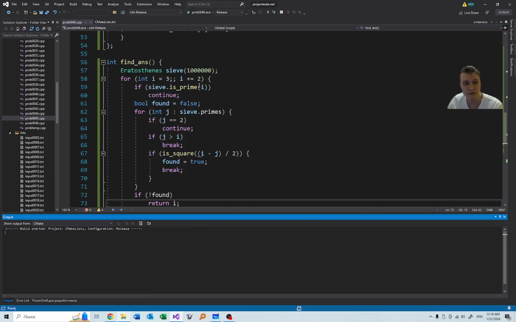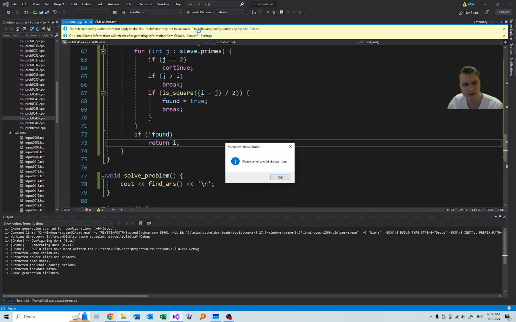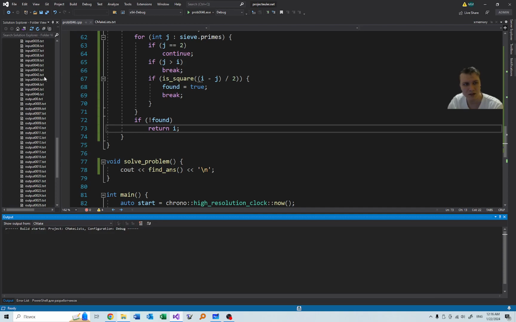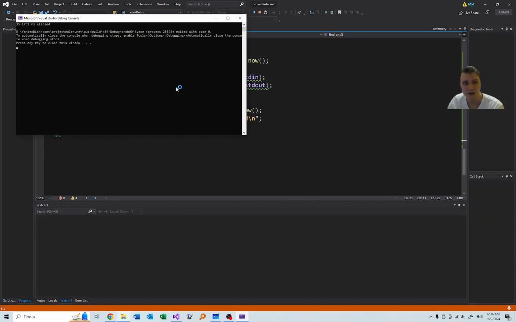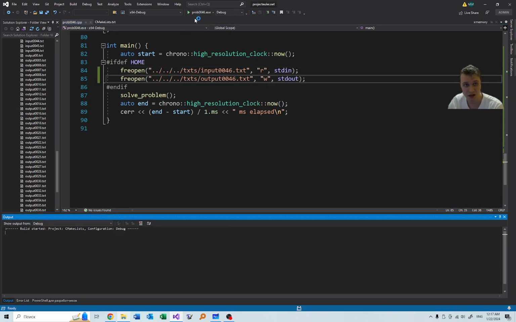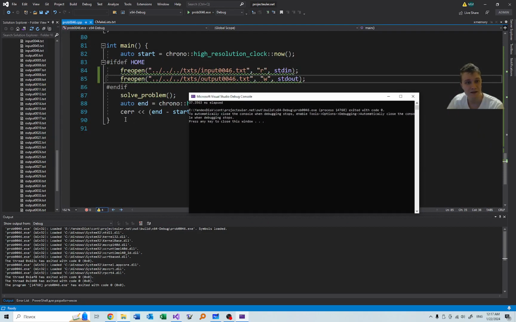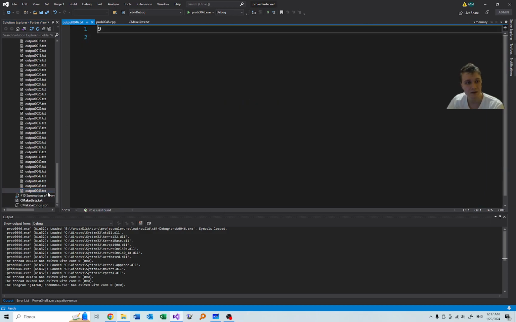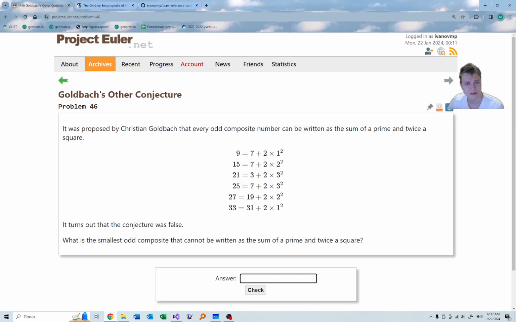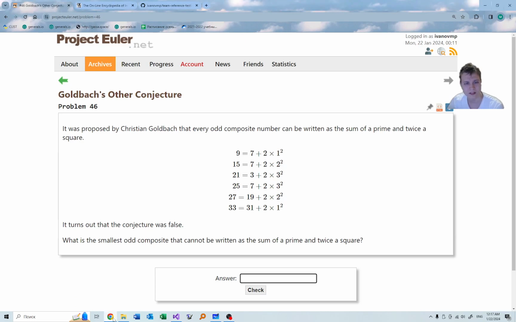Let's see if we find this counterexample. Let's switch to debug because it's somewhat nicer. As always, we always use debug because it's like low budget Python. 9. What? 9? It can be 9 because it's 7 plus 2 times 1 squared.